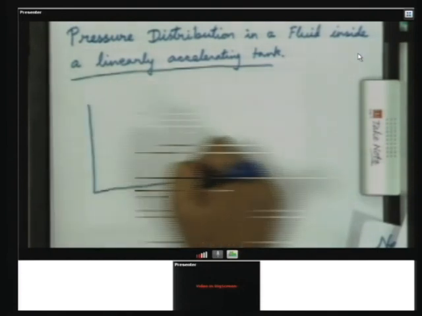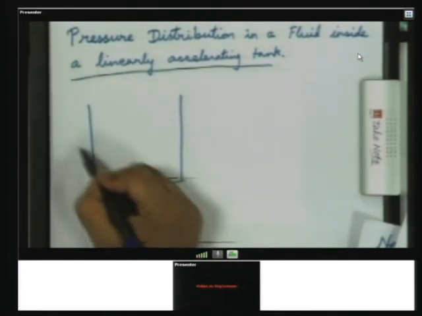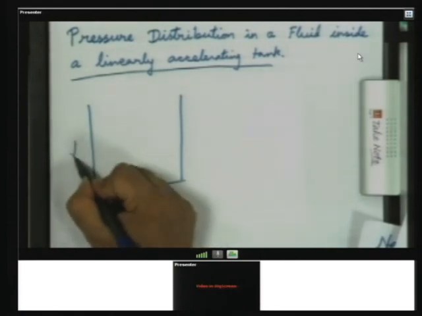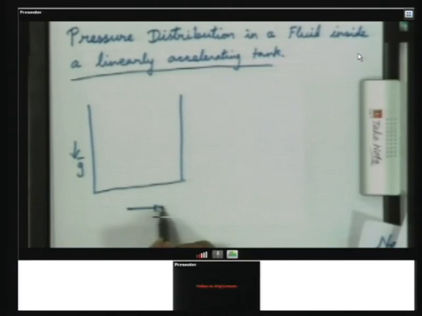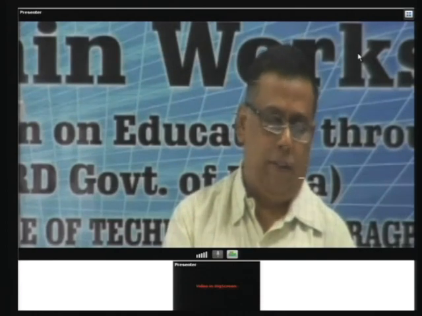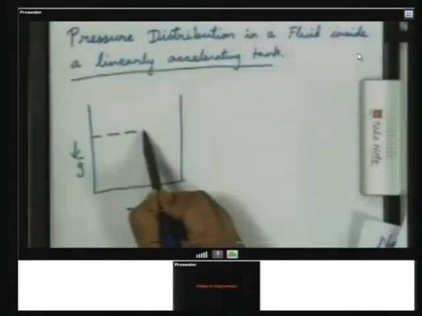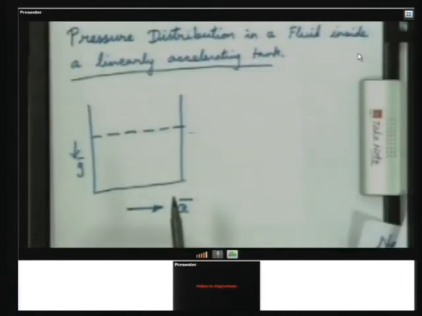So, let us say we have a tank, this is the direction of gravity, and let us say the tank starts to move horizontally with a constant acceleration which is a. Okay. Now, it is common knowledge that under these conditions the free surface will not be horizontal. So, initially when the acceleration is 0, suppose the free surface is denoted by this dotted line, the free surface will now tilt. So, how do we find the location of the free surface?